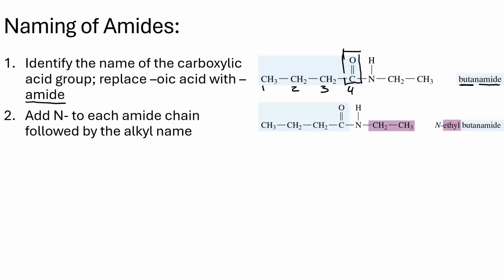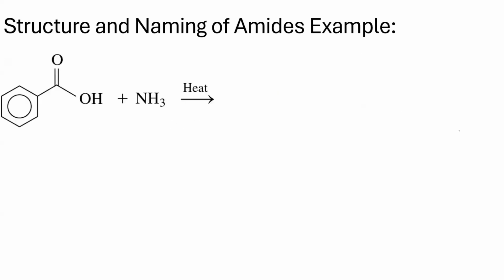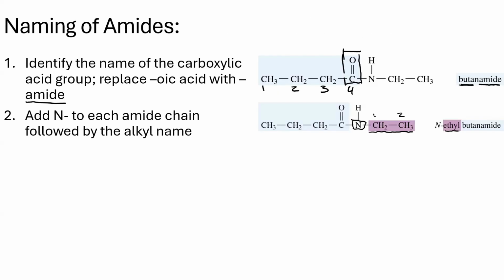And then we want to add an N to denote that there are carbon chains attached to the nitrogen, and then we would name the carbon chain accordingly. So this one has two carbons, so it's N-ethyl butanamide. And then if you had any other substituents, you would name them accordingly. But in this case, this amide would be N-ethyl butanamide.